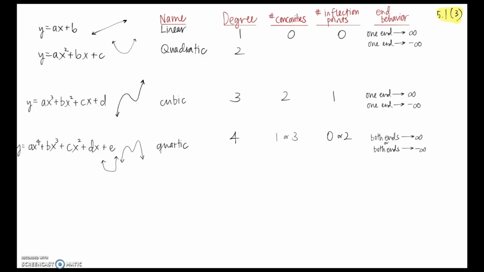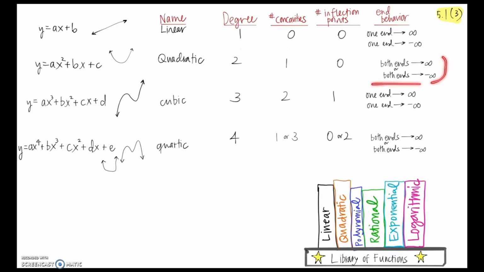It has 1 concavity, no inflection points, and its end behavior is both ends will either go to positive infinity or negative infinity. So both ends go to positive infinity or negative infinity. We've got all of these different characteristics of functions that we've talked about.